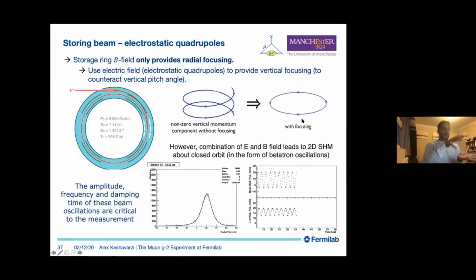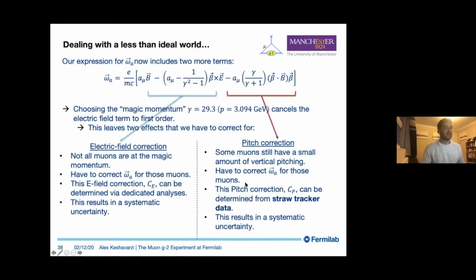But the problem with that is, we're focusing this beam, then it wants to fly apart again, and we're focusing again, and so we get this two-dimensional simple harmonic motion effect where the beam likes to fluctuate backwards and forwards, and those are called betatron oscillations. All right, so we know that the beam, as it's going around, is doing this wavy effect, and it's causing this pattern in the radial position of the beam that you can see here, sloshing backwards and forwards.